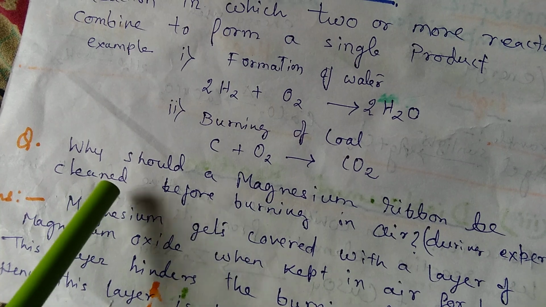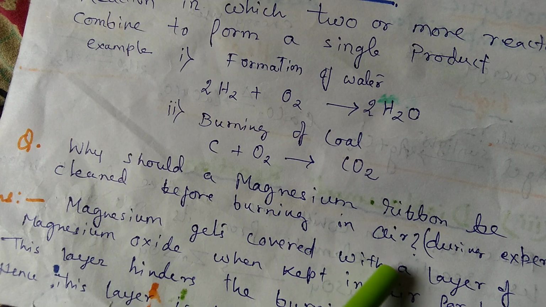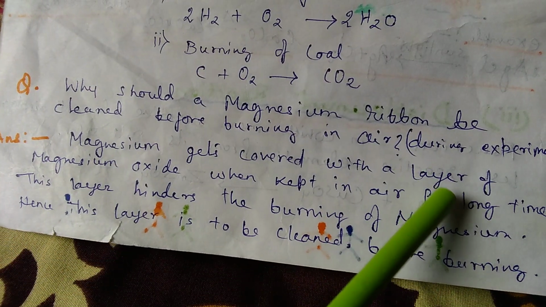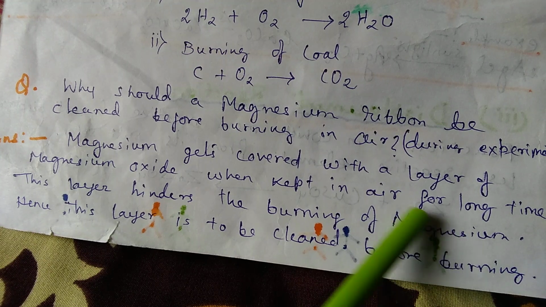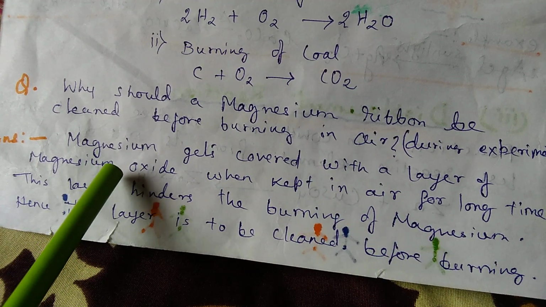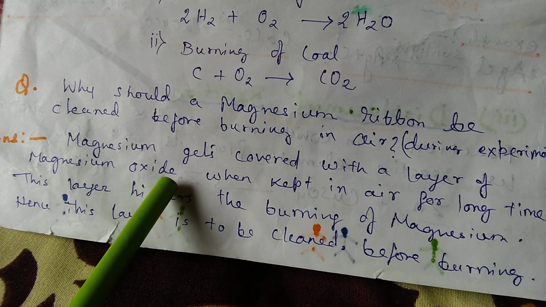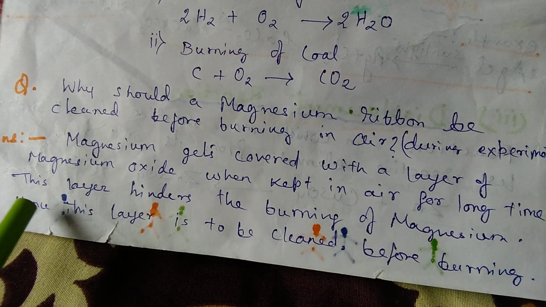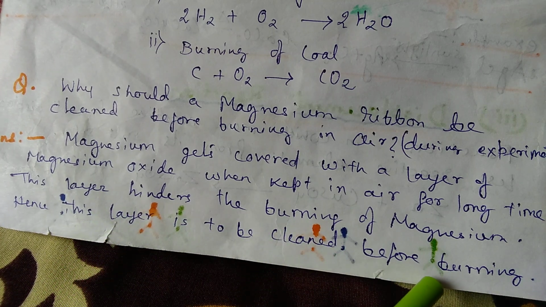There is an example question here. Why should a magnesium ribbon be cleaned before burning in air during any experiment? So magnesium gets covered with a layer of magnesium oxide when kept in air for a long time. Why? Because magnesium is a very active metal. It combines with oxygen of air to form the magnesium oxide layer over it. This layer hinders the burning of magnesium during any experiment. Hence, this layer is to be cleaned before burning magnesium ribbon.